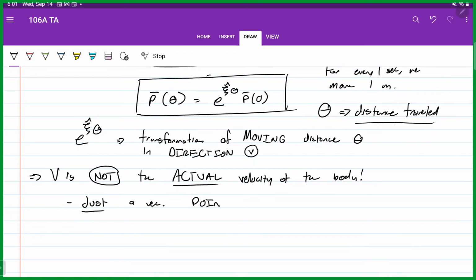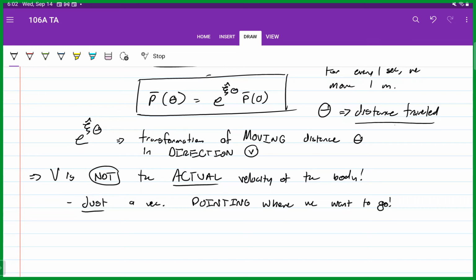So what it is, it's just a vector pointing where we want to go. And we use the fact that it's like a velocity vector in air quotes, just to end up getting that differential equation. So it's not actually the physical velocity of it. It's just a direction pointing where our rigid body will be going. Does that make sense?